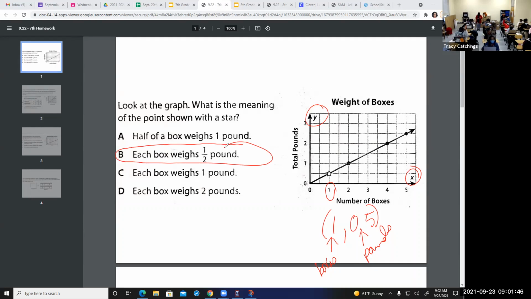Who had it? Good, that was some of it. Questions about it? You sure? Okay, let's check out number 2.